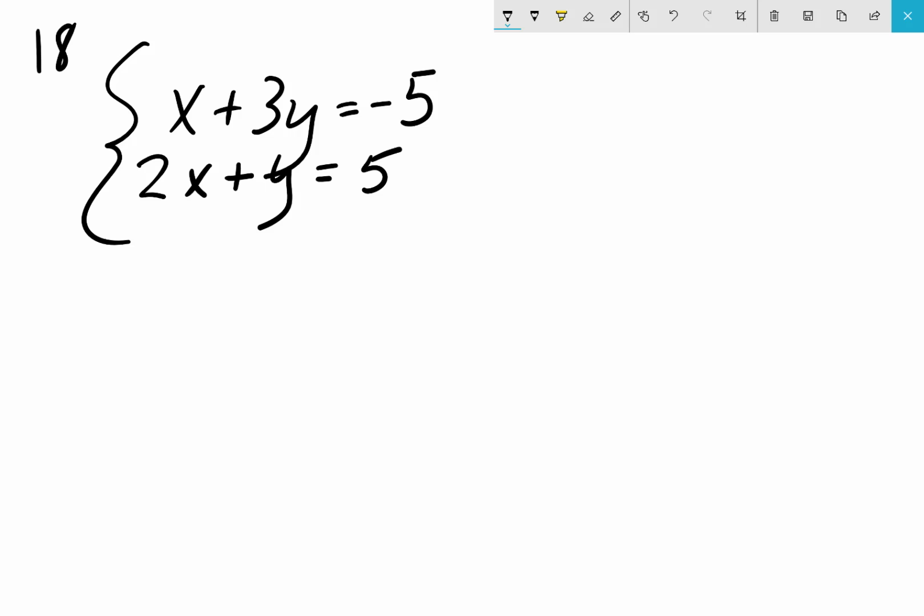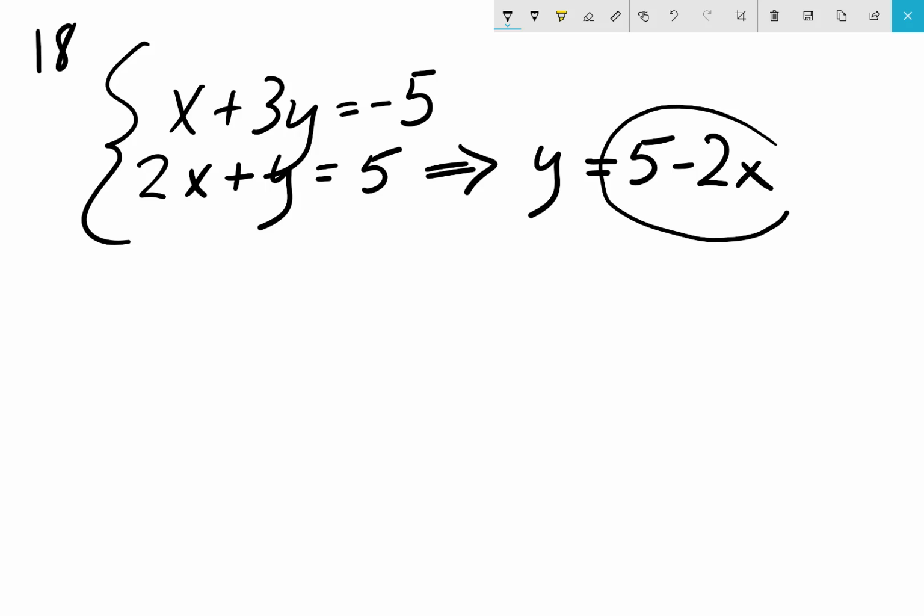So I'm going to subtract 2x on both sides of that equation, and if I do that, the y is left by itself on the left side, and on the right side I'm going to have 5 minus 2x. So I subtracted 2x on both sides. That's what y is. Y is this. So now I can take that quantity and substitute it in for y in the first equation. That's why this is called substitution, because I'm going to substitute it.